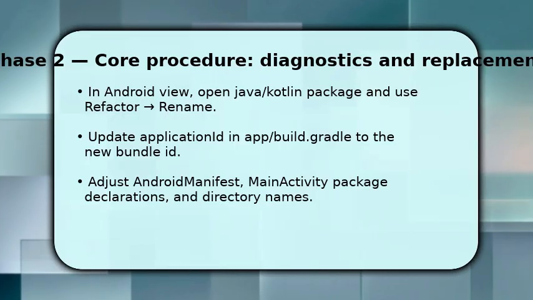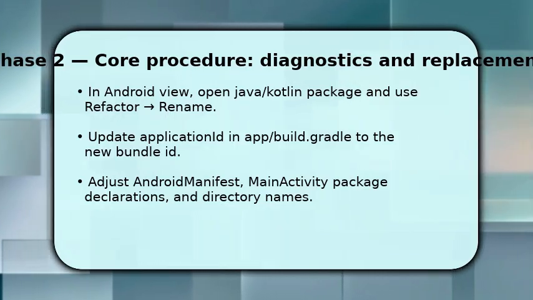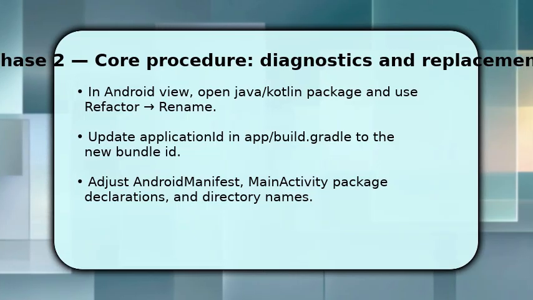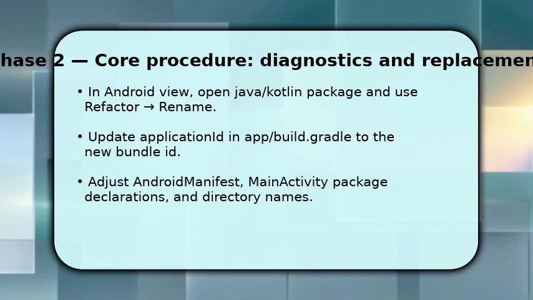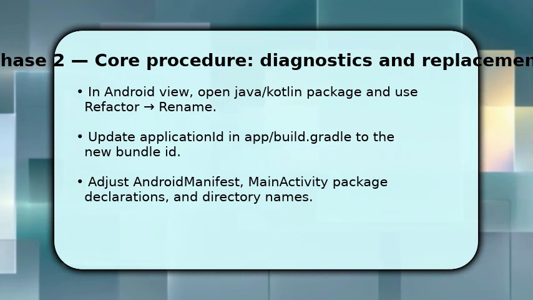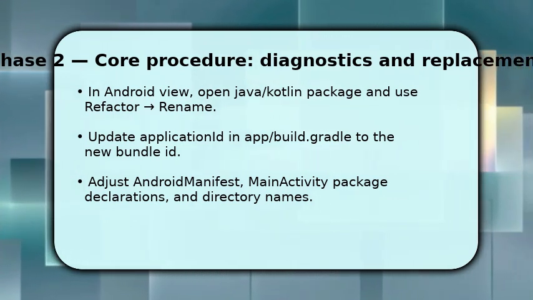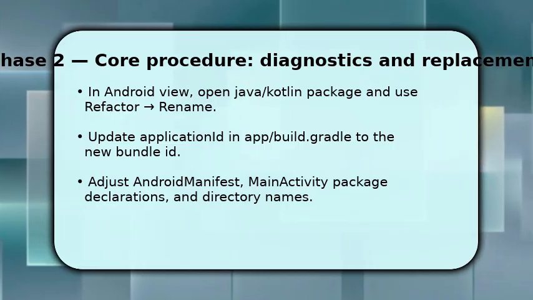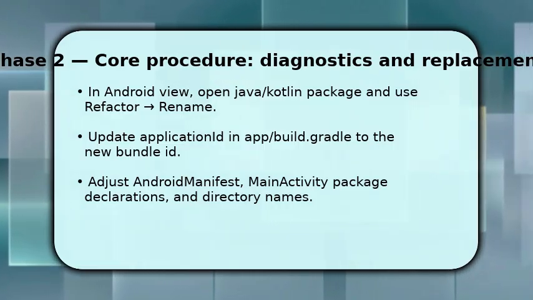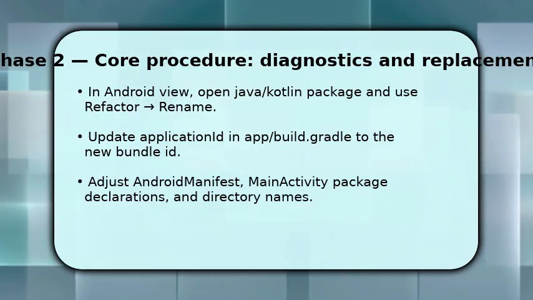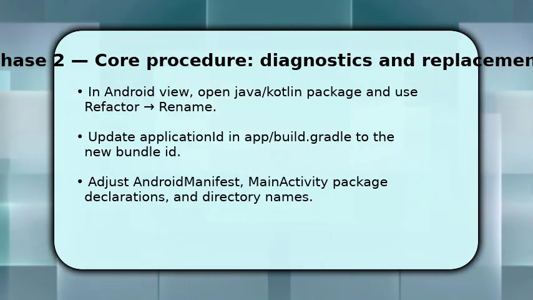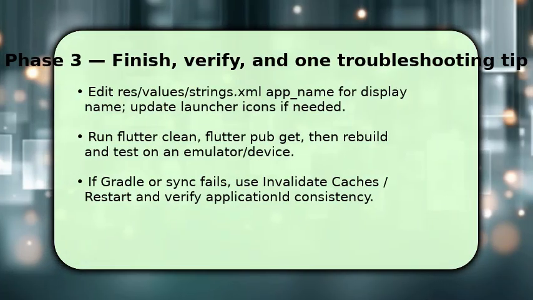Once renamed, inspect AndroidManifest.xml and MainActivity for updated package declarations, and ensure directory names under src/main/java or Kotlin match the new package. These coordinated changes finish by updating the user-facing name. Edit res/values/strings.xml app name so the launcher shows the new label, and replace icons if necessary.